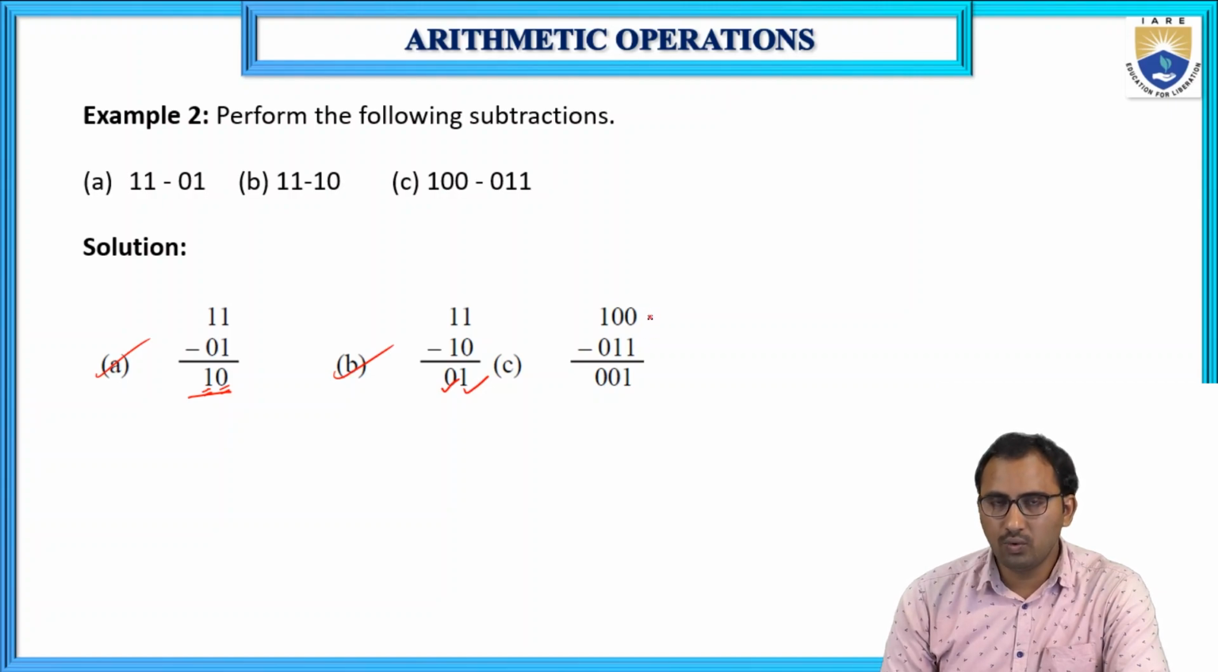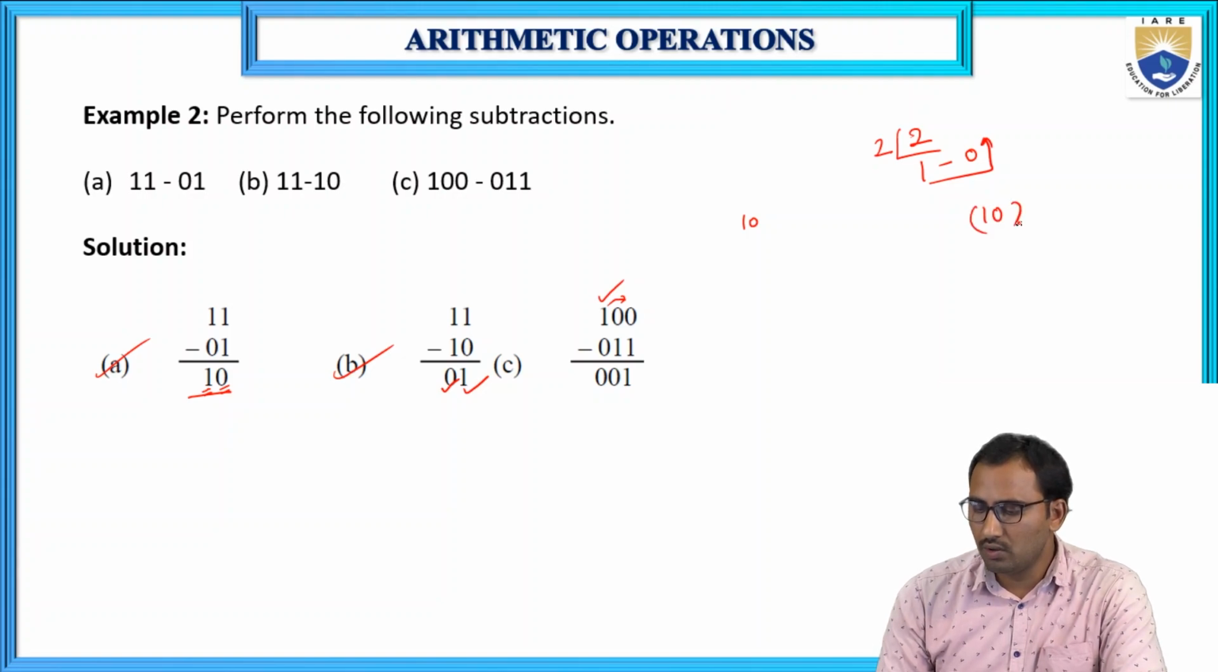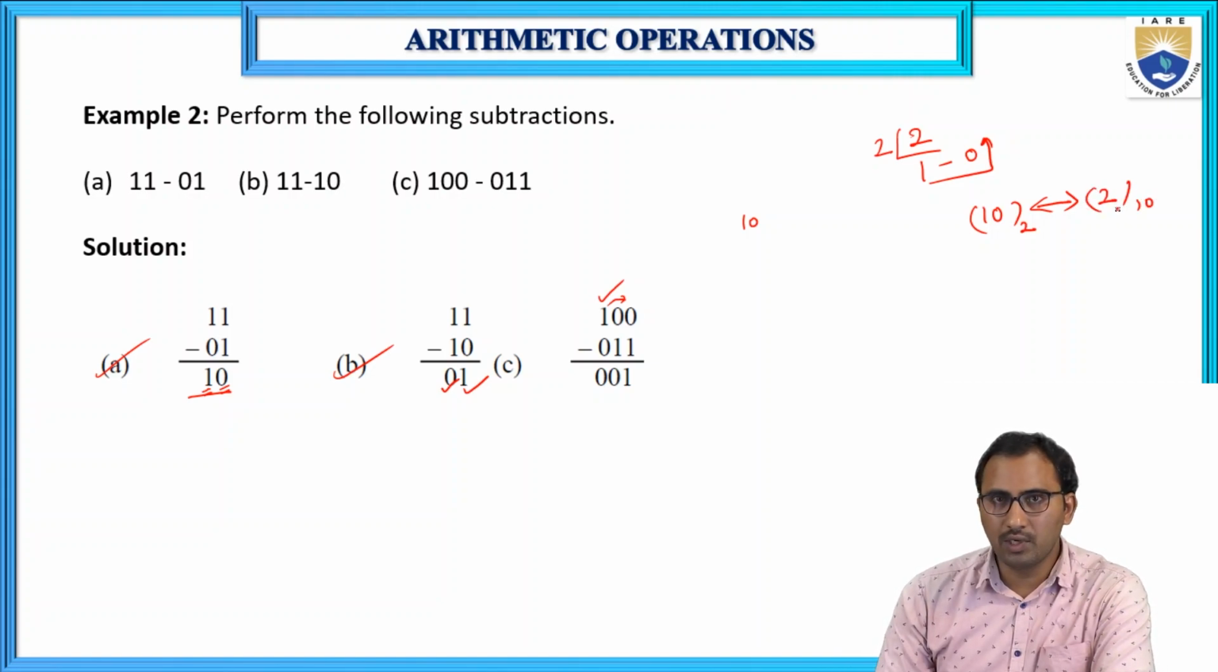Here we need to bring the borrow from the next higher order column. Where 1 is there, this 1 we are bringing as a borrow, so that it will become 10. So 10 here is equal to 2. Suppose 2 is there in decimal; if you convert it into binary, the remainder is 0, so 10 in binary is equal to 2 in decimal. So when you subtract 1 from 2, it results 1.